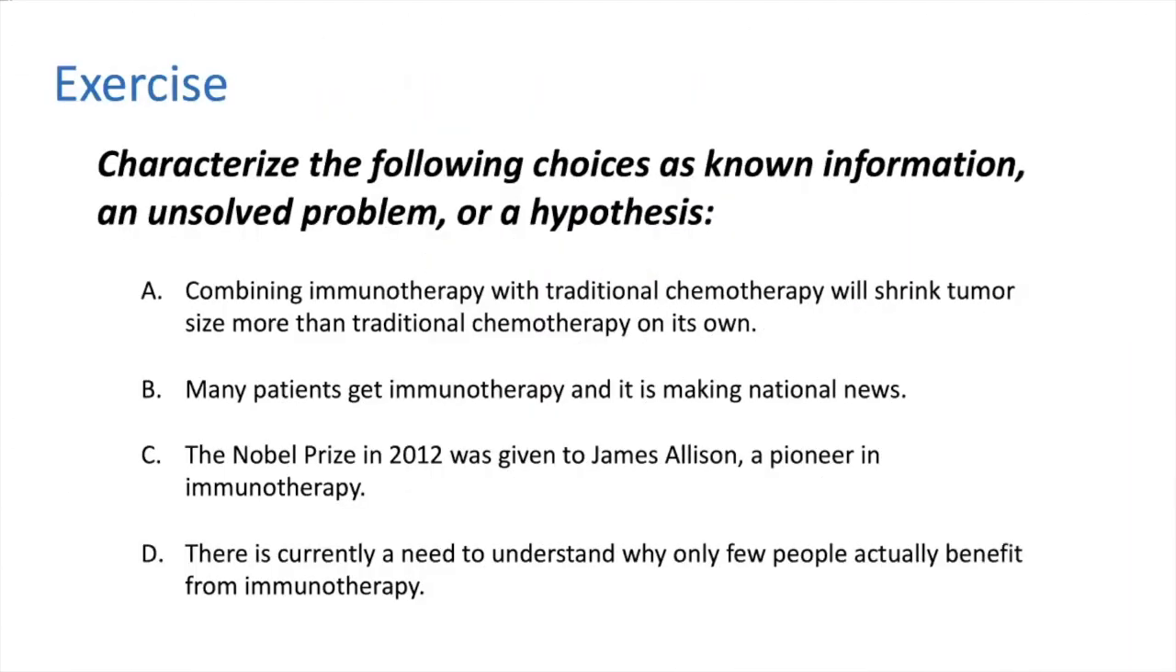Now, here is an exercise. Let's characterize the following choices about cancer immunotherapy as either known information, an unsolved problem, or a hypothesis. A, combining immunotherapy with traditional chemotherapy will shrink tumor size more than traditional chemotherapy on its own. B, many patients get immunotherapy and it's making national news. C, the Nobel Prize in 2012 was given to James Allison, a pioneer in immunotherapy. D, there's currently a need to understand why only few people actually benefit from immunotherapy.